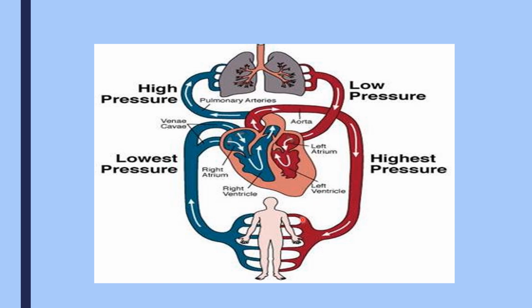If we take a closer look at the blood circulatory system, this is the heart. The heart has 4 chambers. This is the right atrium, right ventricle, left atrium, left ventricle. The valve present between the right atrium and right ventricle is the tricuspid valve. There is a valve present between the left atrium and the left ventricle, which is called the bicuspid valve or the mitral valve.